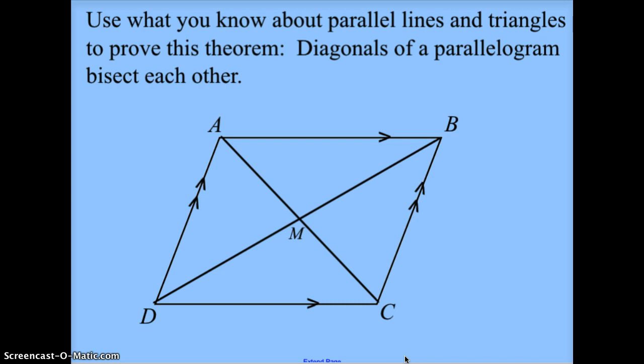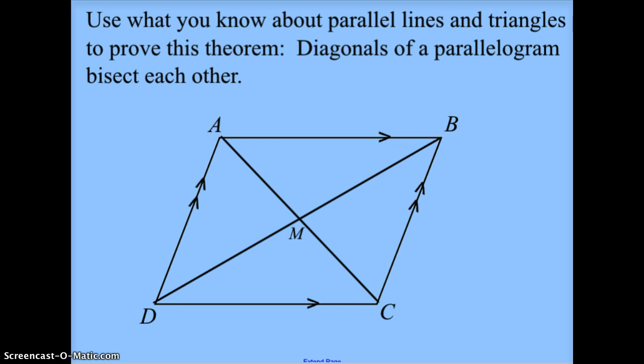The last theorem that we have to prove is the fact that diagonals of a parallelogram bisect each other. So what I'm asking you to prove here is that segment AM is congruent to MC, and line segment DM is congruent to MB. Jot down the steps that you would use in order to be able to prove that the diagonals bisect each other.